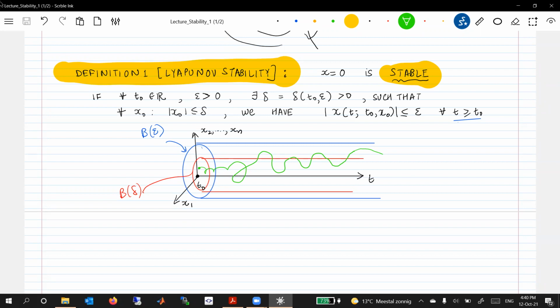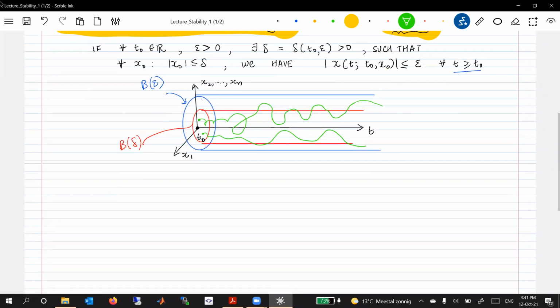And no matter what epsilon that you give to me, I will find a delta ball which is small enough, close enough to the origin, that if I pick any initial condition in that delta ball, it will always stay inside the epsilon ball. So this could be any initial condition that you pick inside this. It might go outside the red ball, but it will always stay inside the blue ball for all times.